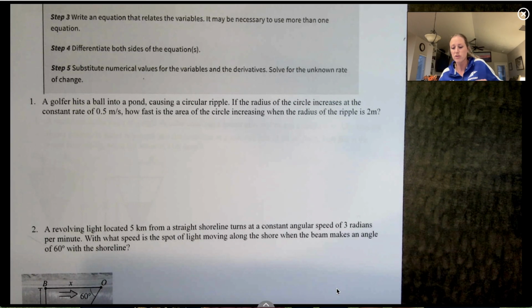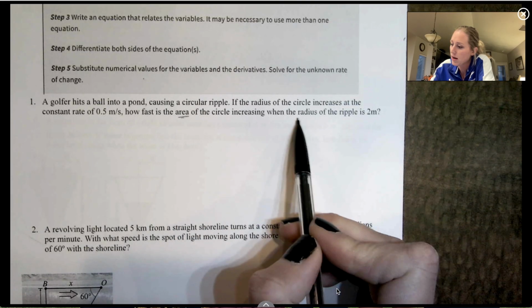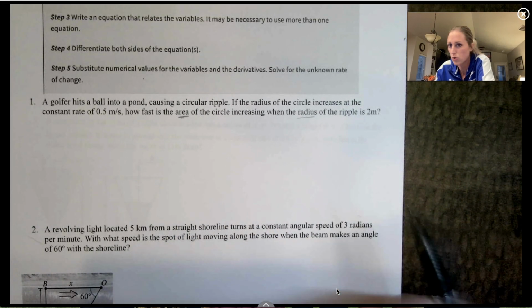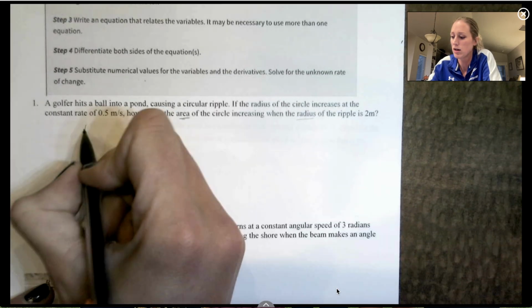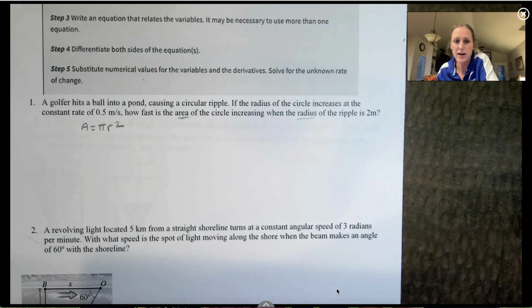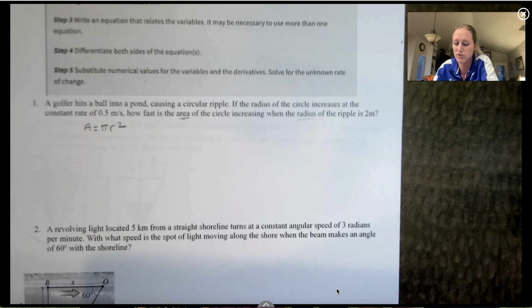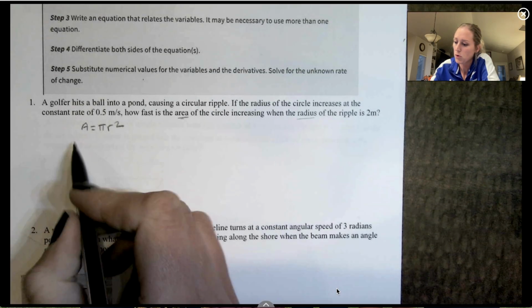Okay, guys, so basically we are talking about a circle. And we are relating two different things here. We have the area and we have the radius. Well, we have an equation already dealing with a circle that deals with the area and the radius. The area of a circle is pi r squared. So we already know that based on what we know about a circle.